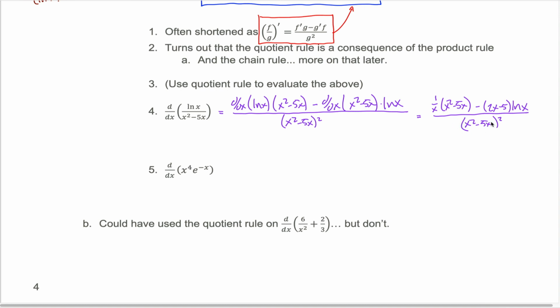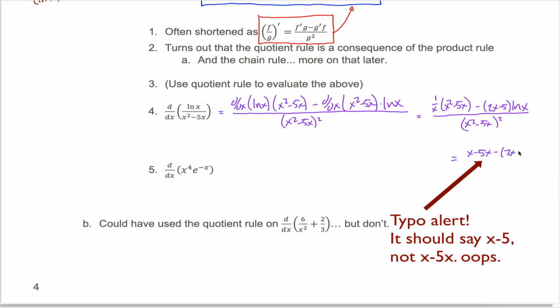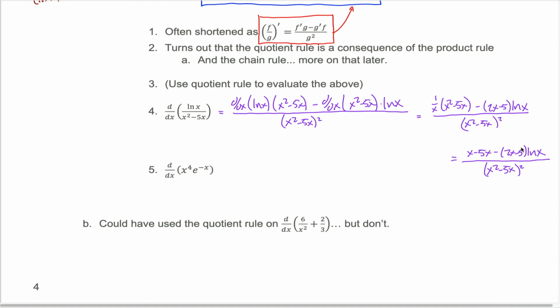They don't, so I can't. But I could distribute the 1 over x, which I would probably do because I don't like having fractions inside fractions. So while this is equivalent to the correct answer, maybe a better correct answer would be x minus 5 minus 2x minus 5 times the natural log of x, all divided by x squared minus 5x squared. If you felt the need, you could distribute the natural log of x through these parentheses to get rid of the parentheses. Make sure you also distribute this -1 if you did so.